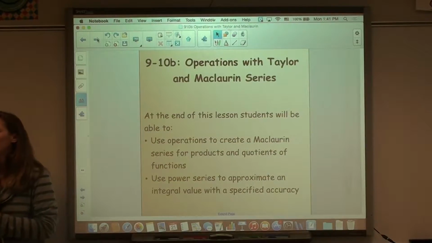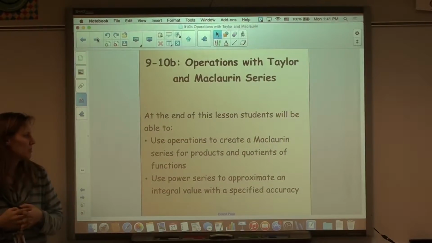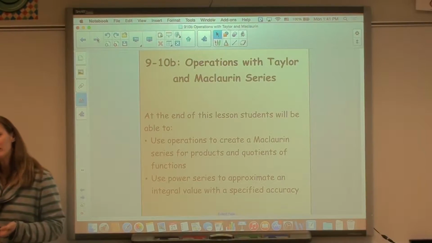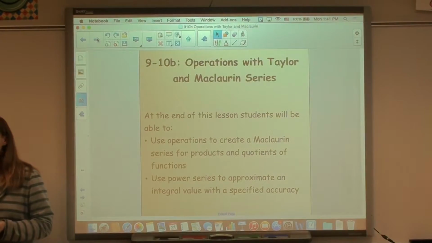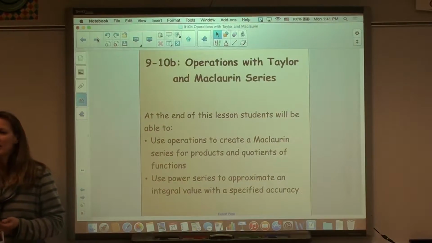Okay, good. All right, so 9.10B. At the end of this lesson, you will be able to use operations to create a Maclaurin series for products and quotients of functions. We're not going to do quotients. We're just going to do products.